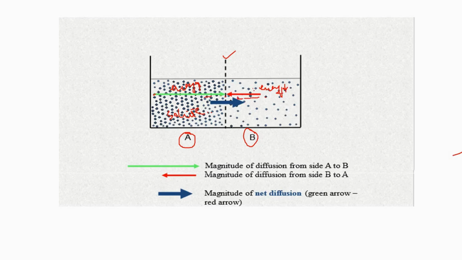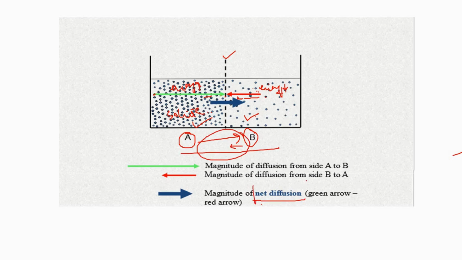So the magnitude of transfer of the substance from energy low to energy high is less as compared to higher concentration to lower concentration. It means from A to B the substance is moving more, and from B to A it is moving less. So the difference between these two, you will call it net diffusion.